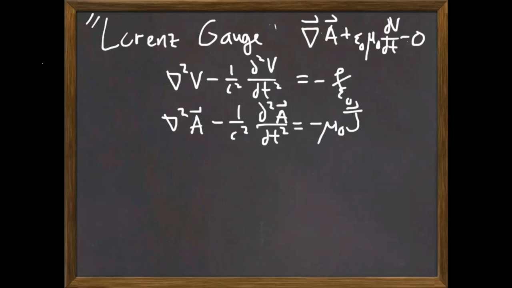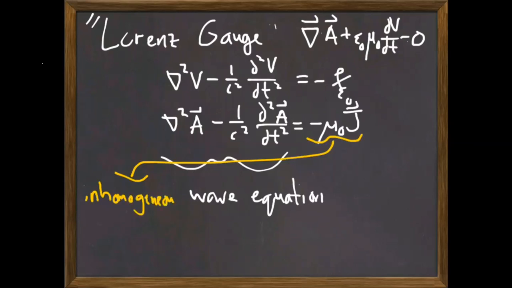So what are we going to do? The first thing you should notice is that the left-hand side of this looks like the wave equation. But the right-hand side is not equal to 0, it's equal to something. And in differential equations, that means that it is an inhomogeneous equation.